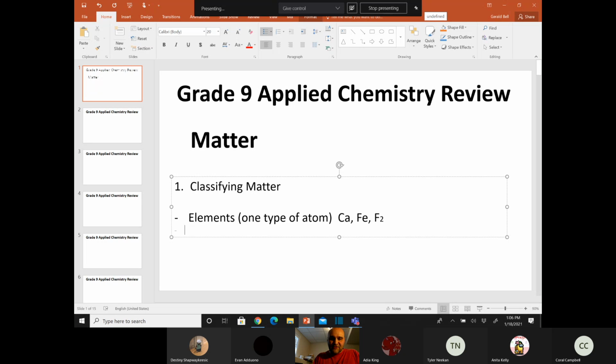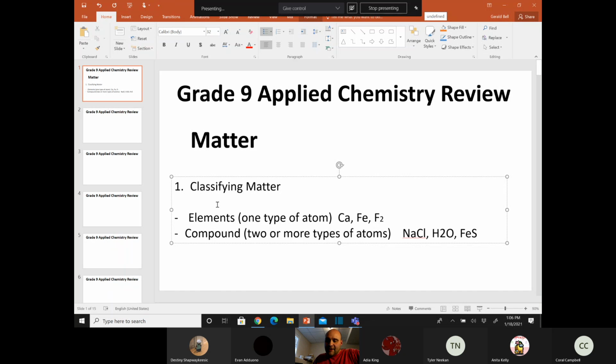The next type we classified as was compounds. So compounds was the next one, and that's where we put these together. So we have 2 or more types of atoms. Some examples might be NaCl, or water, or, I don't know, iron 2 chloride sulfide. Anyway, so those are more than one type of atom.